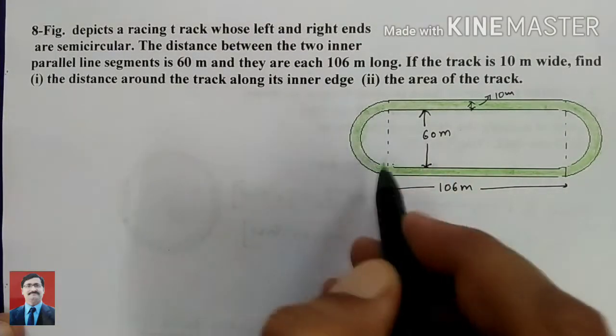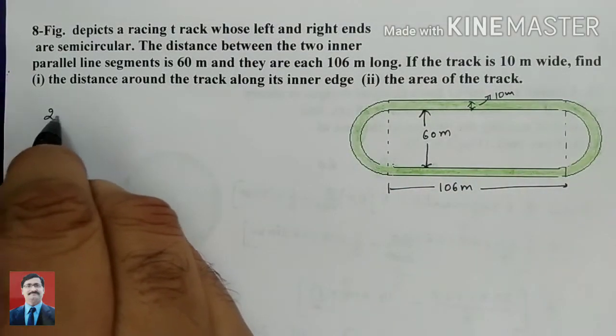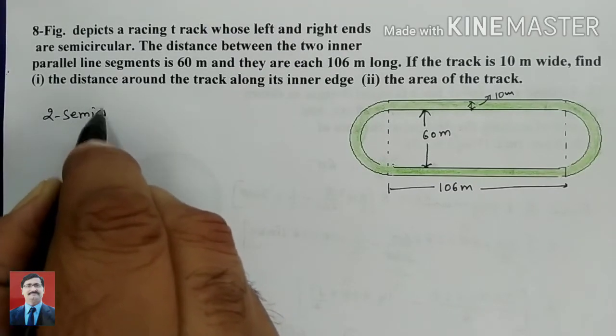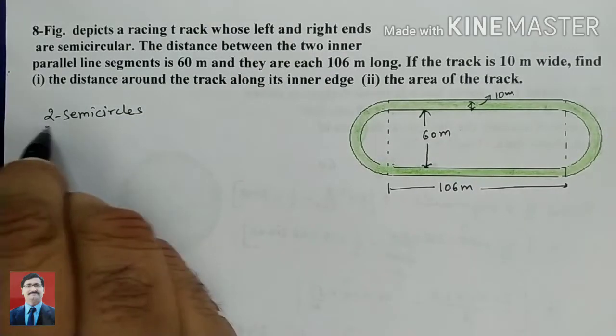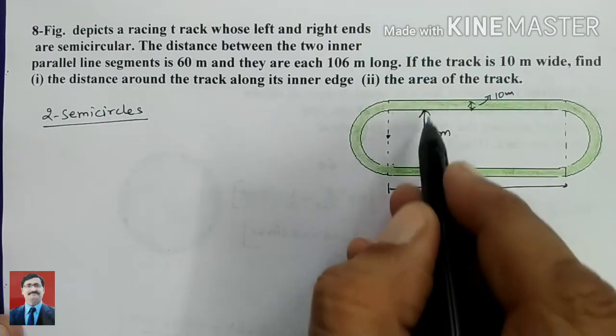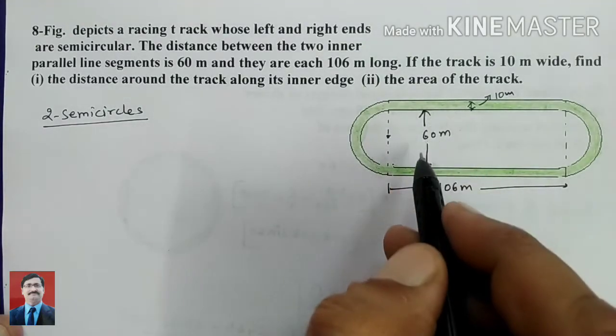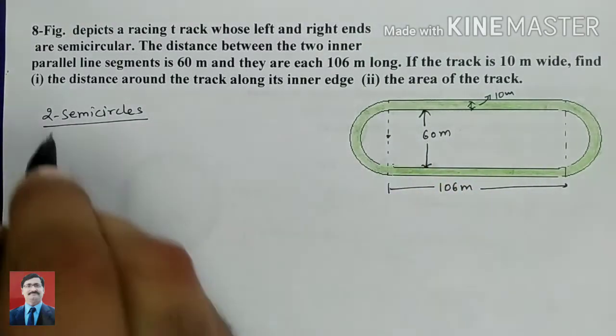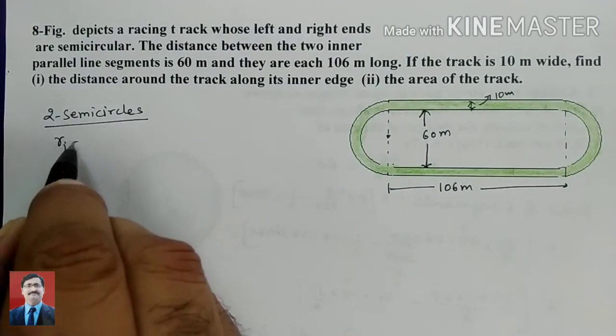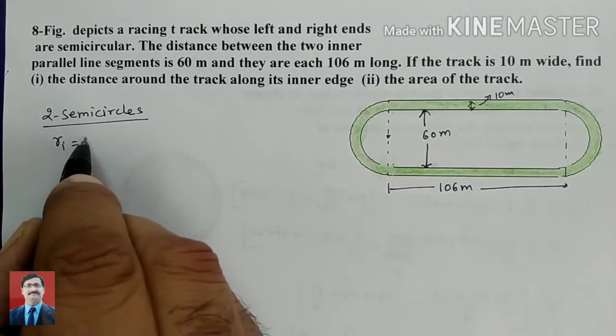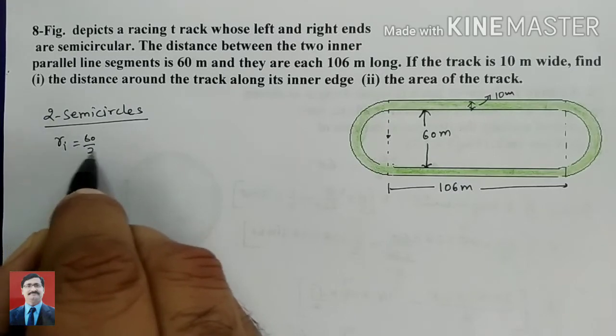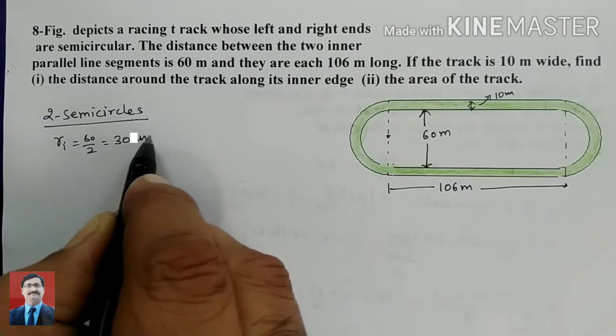First of all, these are the semicircles. We have two semicircles. Here, look here, the total is 60, meaning the diameter is 60. So we can write the radius. The inner radius will be 60 upon 2, and this is 30 meters.